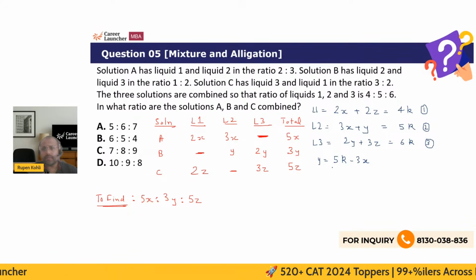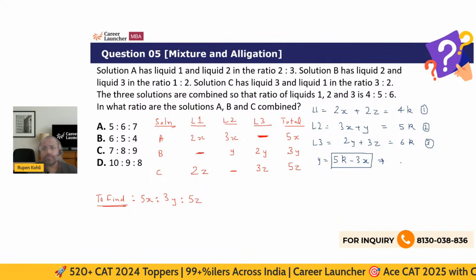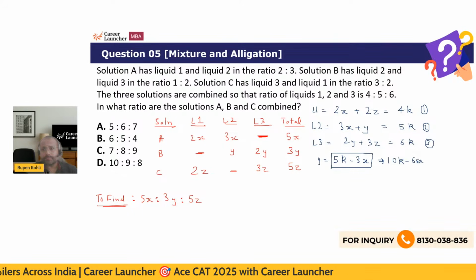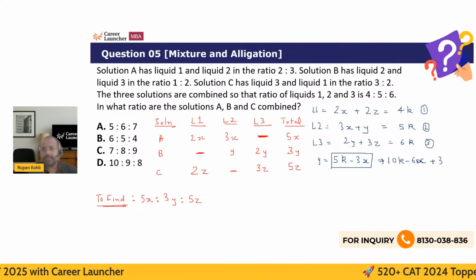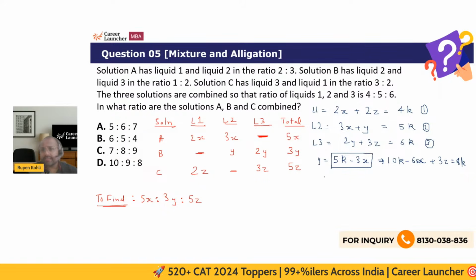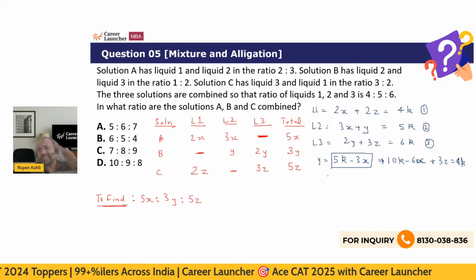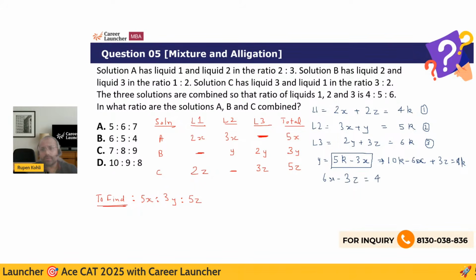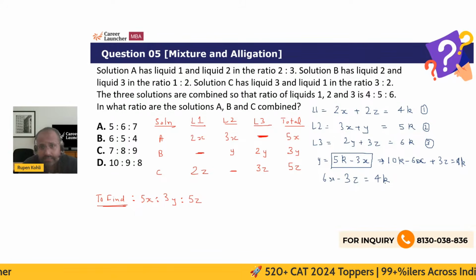So substituting y equals 5k minus 3x in the third equation, twice of y is 10k minus 6x, plus 3z is 6k, right? Or I can say that 10k minus 6k, 4k will come. So 6x minus 3z is therefore 4k. Sorry, 10k minus 6k is 4k, 6x minus 3z.